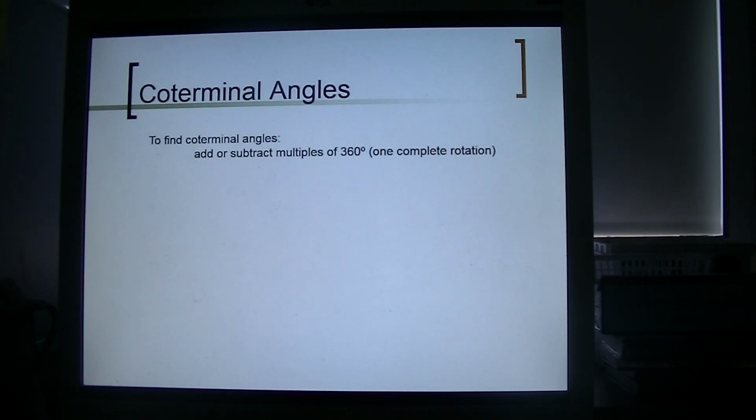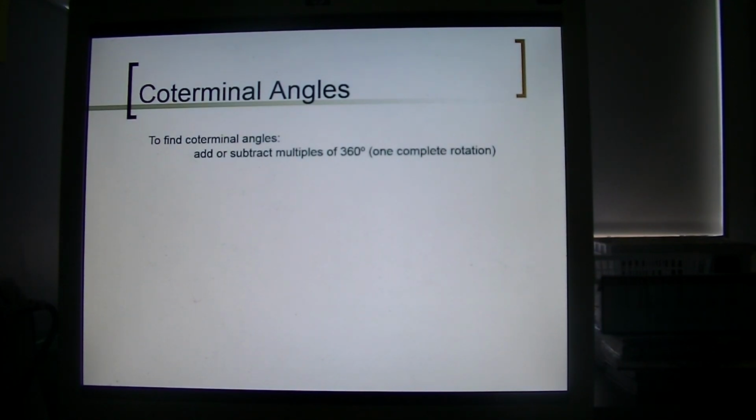Here's our rule. To find coterminal angles, and this is what you're going to write on the bottom of page 7. Sorry, I think I said 8. I actually meant 7. To find coterminal angles, all we need to do is add or subtract multiples of 360.